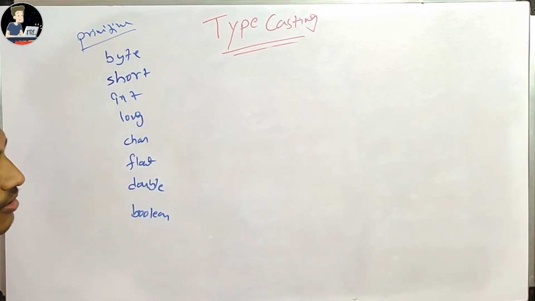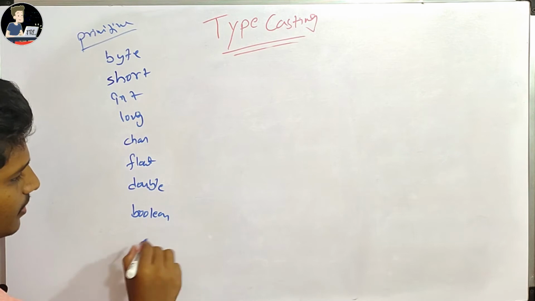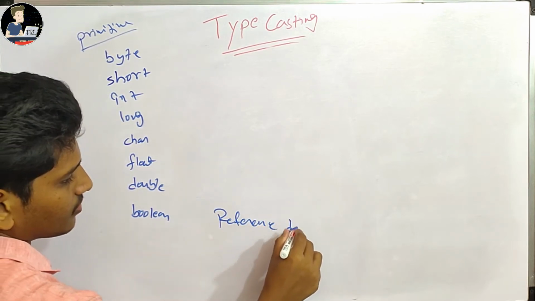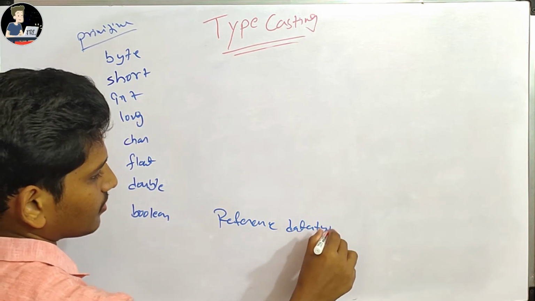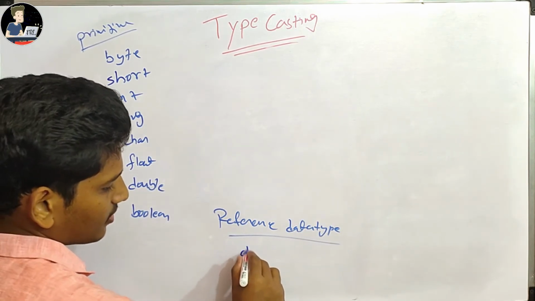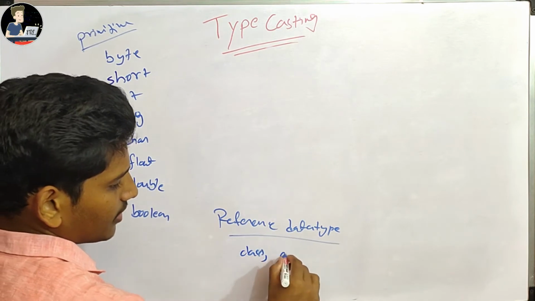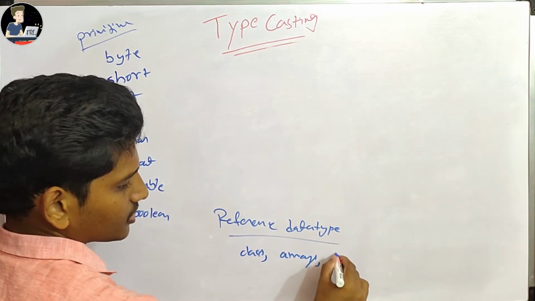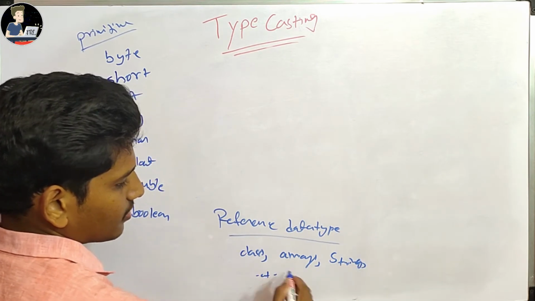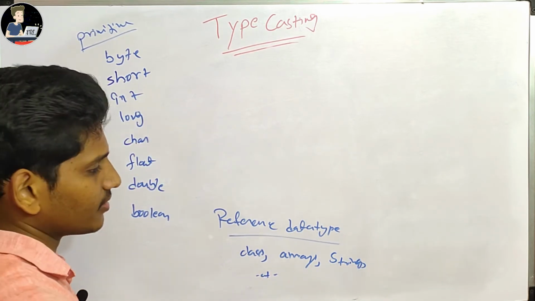What are reference data types? Reference data types are all classes, arrays, strings, etc. These are all reference data types.